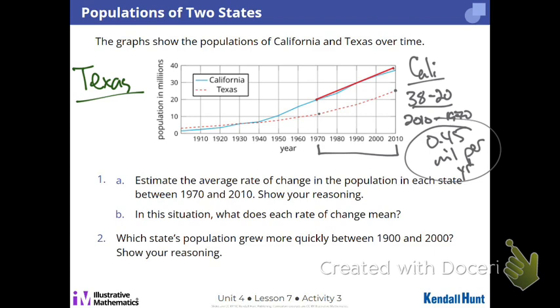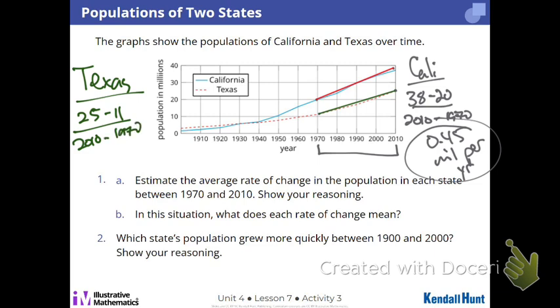So again, what I'm going to do is find the slope of that, as if that were a straight line. I could draw it straighter, I think. The slope of this line is kind of what I'm doing, okay? So Texas ended up being about 25 million, and it started at about 11 million. And that's still over that 2010 minus 1970 interval.